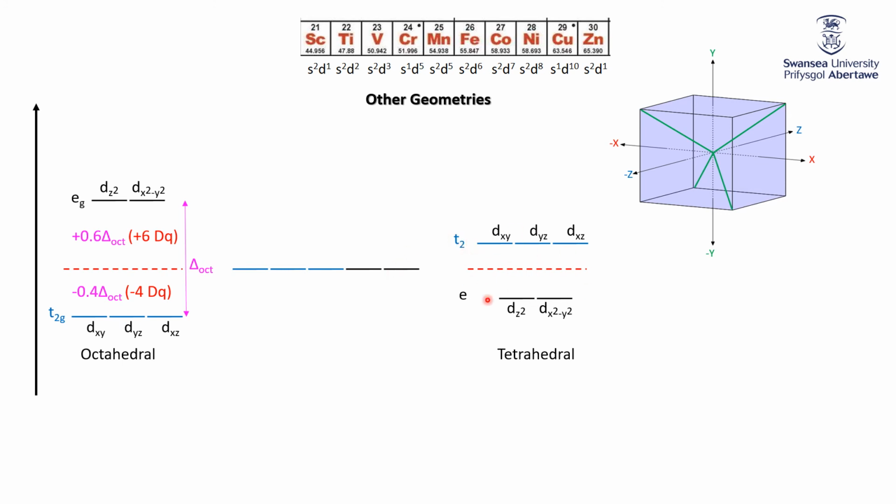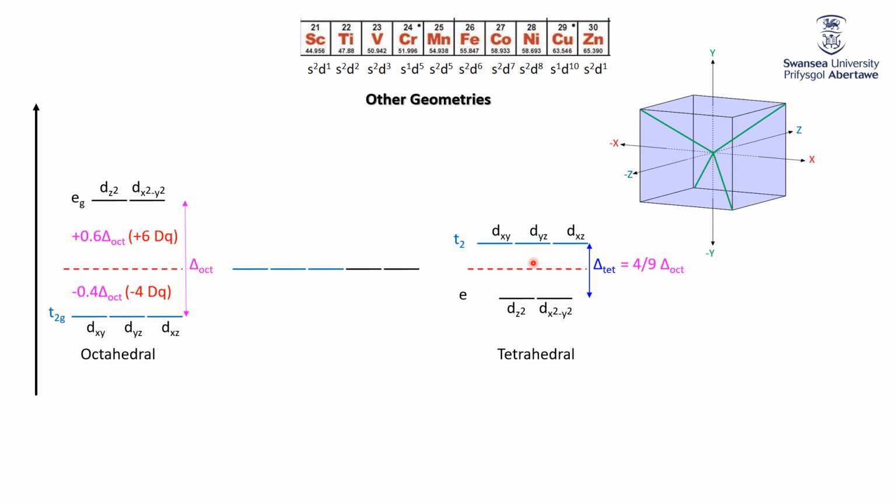Now, what you should notice here is that the splitting, the so-called delta tet, is much smaller than the splitting for delta oct. Indeed, delta tet is 4/9 delta oct for a particular metal and a particular ligand. And that comes from two particular reasons. The first reason is that delta oct, this splitting, is due to having 6 ligands. For delta tet, you've only got 4 ligands doing the splitting. So you should expect 4 ligands to have a much smaller effect than 6 ligands.